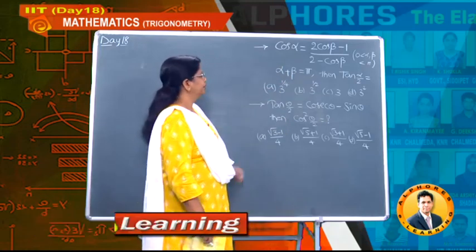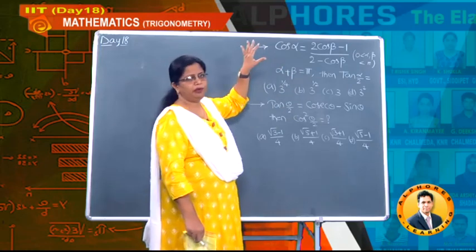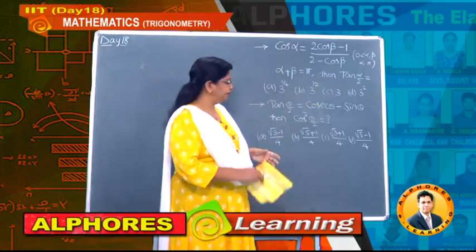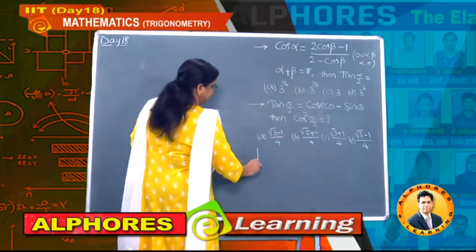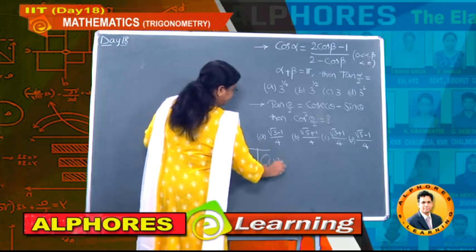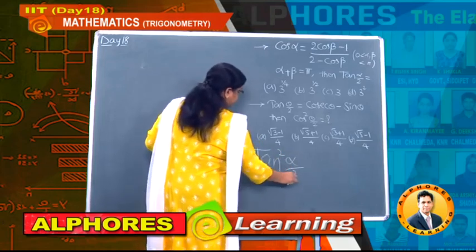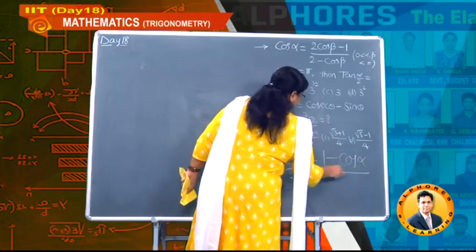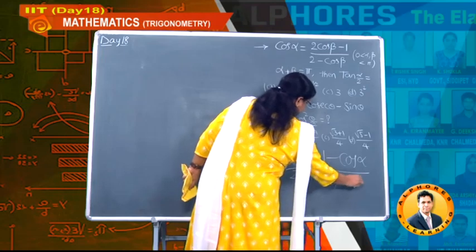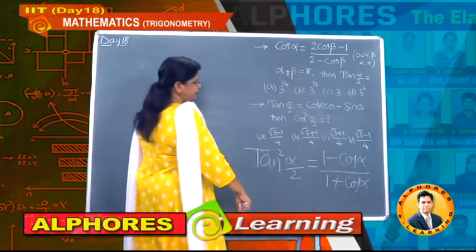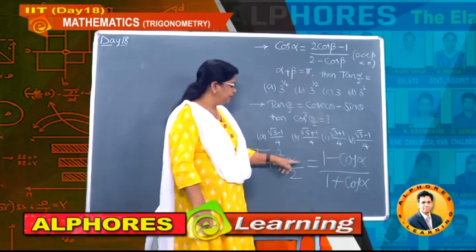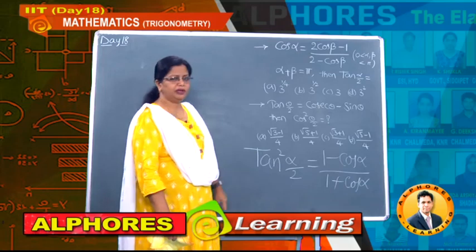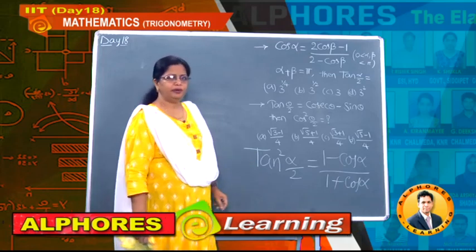So here, students, to solve this problem, observe what the requirement is: tan alpha by 2. Till now we have worked with this formula: tan square alpha by 2 is equal to (1 minus cos alpha) divided by (1 plus cos alpha). Okay, students, so this is our known formula. Tan square alpha by 2 is 1 minus cos alpha by 1 plus cos alpha. We have already proved this one. So this is the known formula.